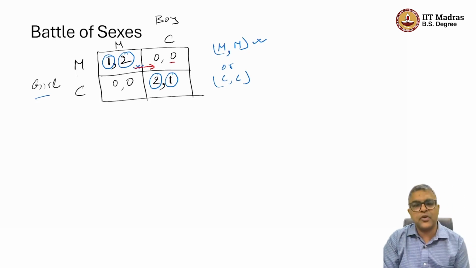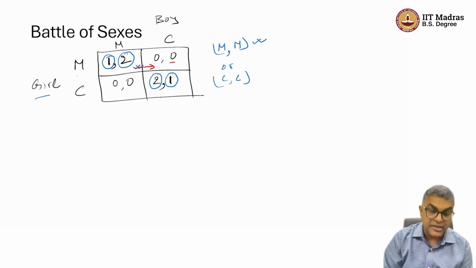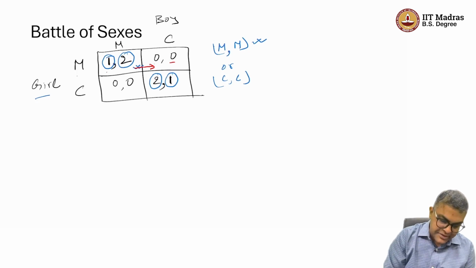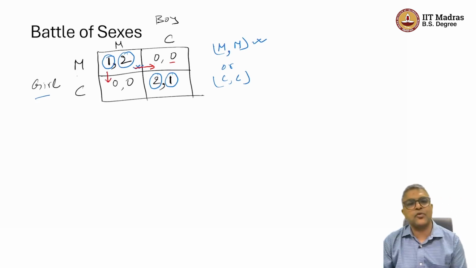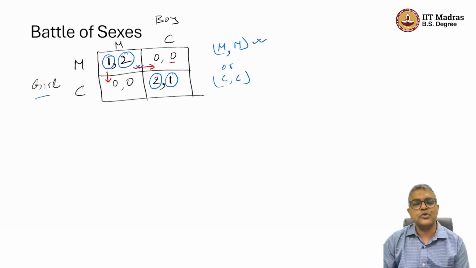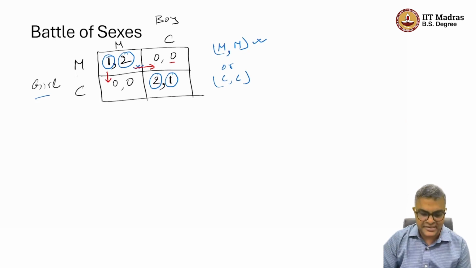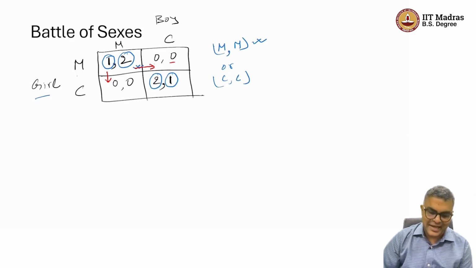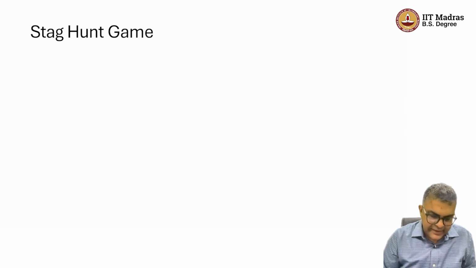So it falls from 2 to 0, therefore the boy will have no incentive to change, given that the girl has gone for movie. How about the girl? If the girl changes, then again her payoff also decreases to 0. So the girl also doesn't have any incentive to deviate, and therefore M comma M is a Nash equilibrium. Let us look at the next game.